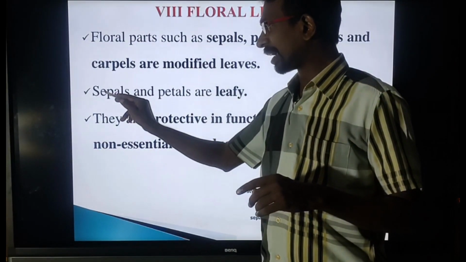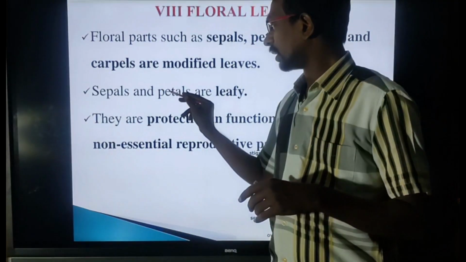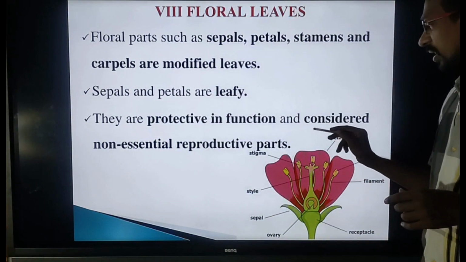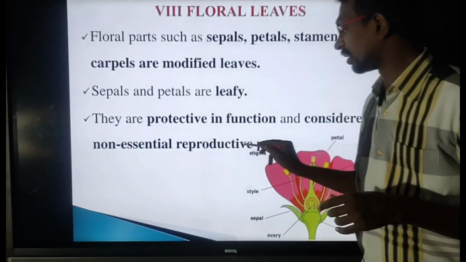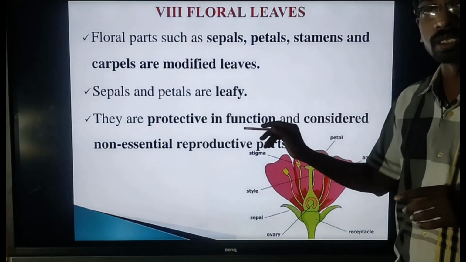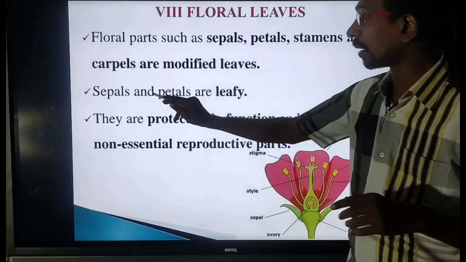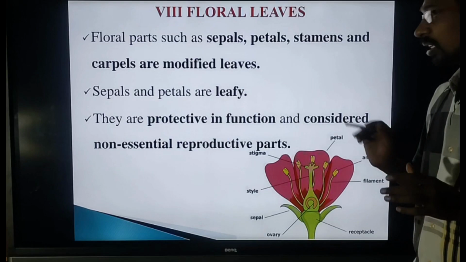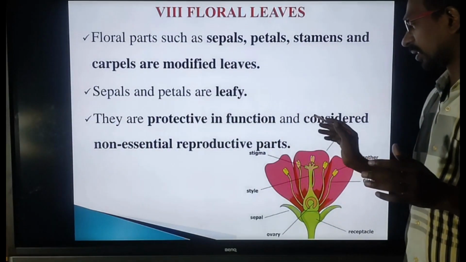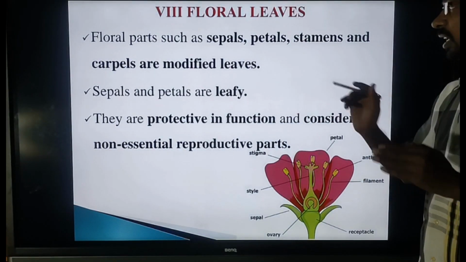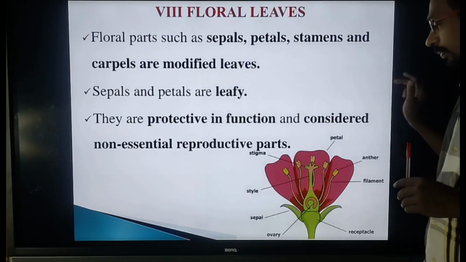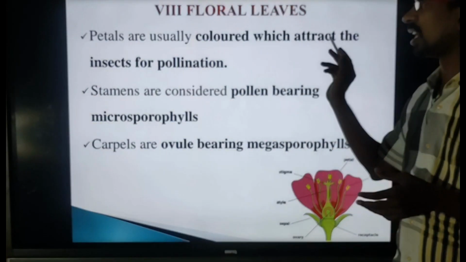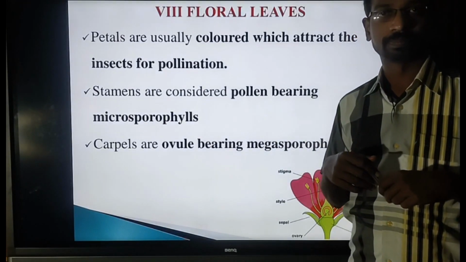The single unit of the calyx is called sepal. The single unit of the corolla is called petal. They are protective in function and are considered non-essential reproductive parts. Which ones? The sepal and the petal, that is the calyx and the corolla. They protect the stamen and the carpel. The petals are usually colored, which attract insects for pollination.